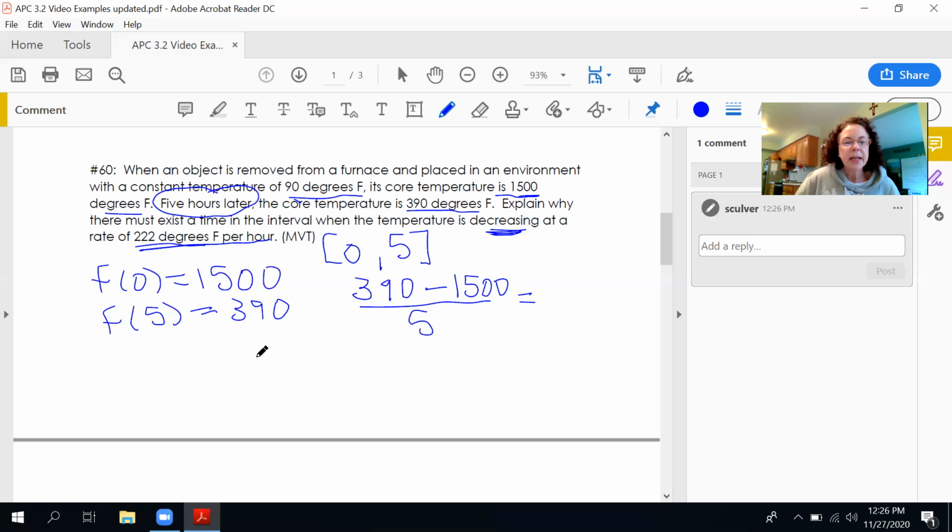And that equals negative 222 degrees Fahrenheit per hour. So it is guaranteed that somewhere on the interval from 0 to 5 there is a point in time where the temperature is decreasing at negative 222 degrees Fahrenheit per hour, based on the fact that that derivative would equal this average rate of change over the interval.